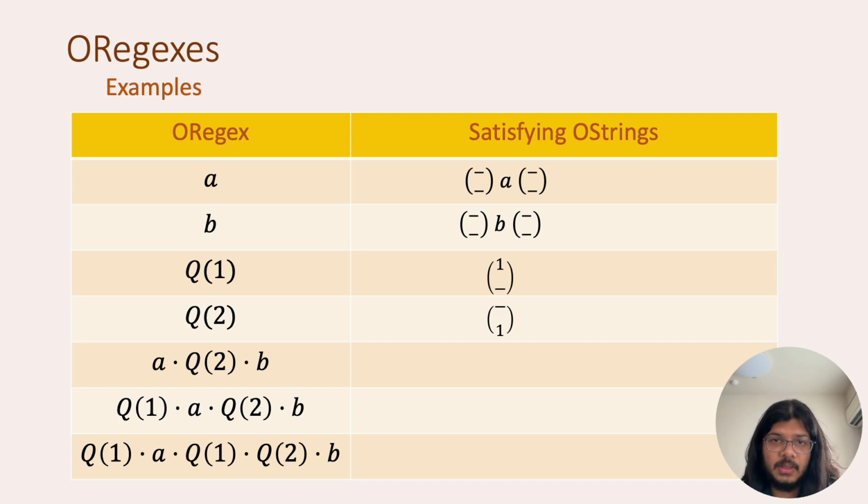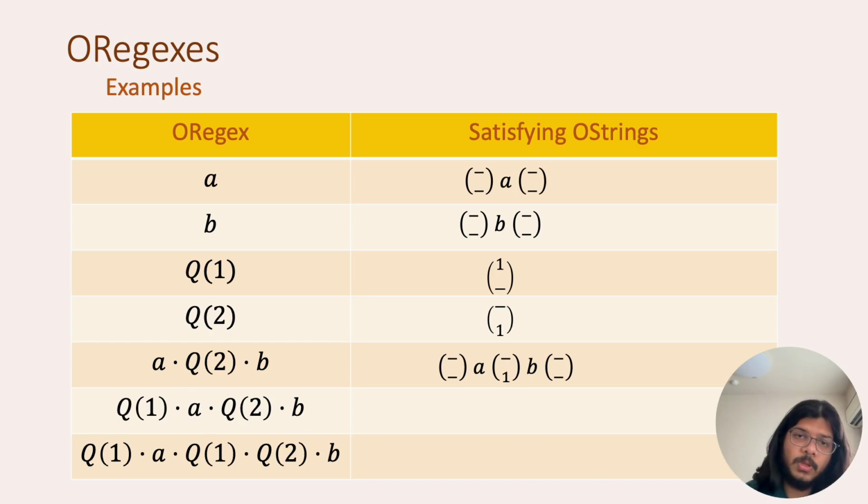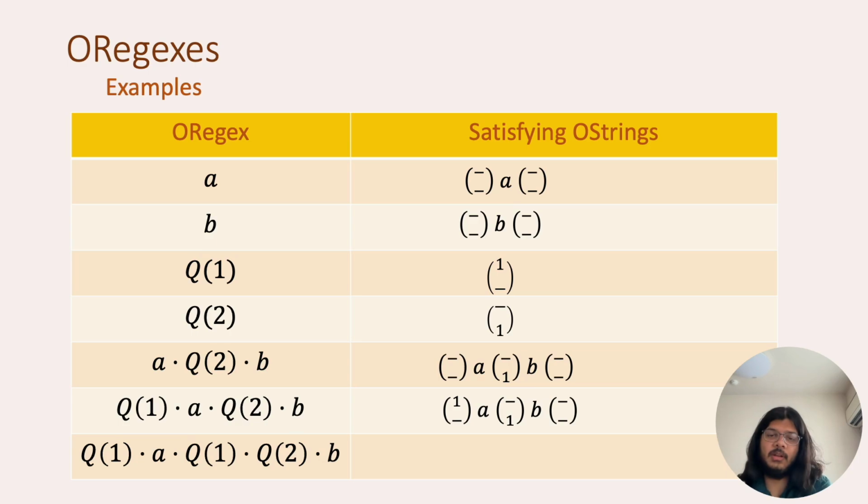Consider the regex A, Q2, B. Here the valuation between A and B is being restricted by the constraint Q2, which is asserting that the second boolean in this valuation must be true. Next, let's consider the situation where Q1 has been added to the front of the regex. This asserts that the first boolean in the extreme left of this O string must be true. In the last expression, Q1 and Q2 both appear between A and B. Since they are referring to the same valuation, both of these booleans must be true.